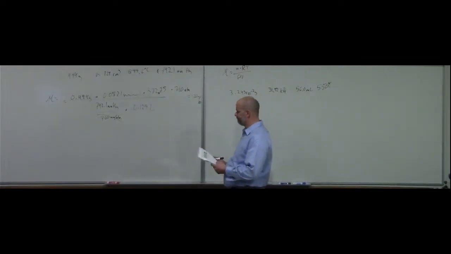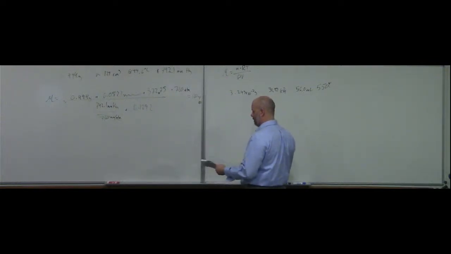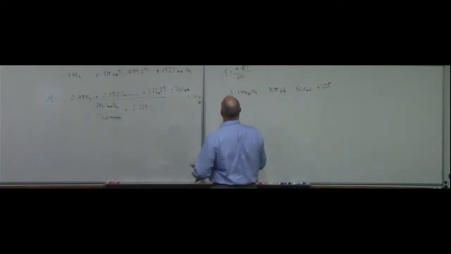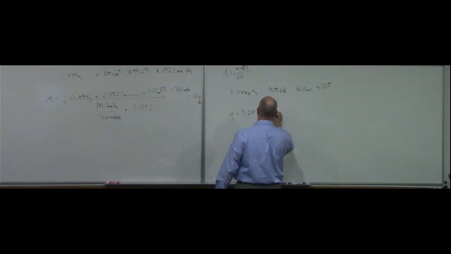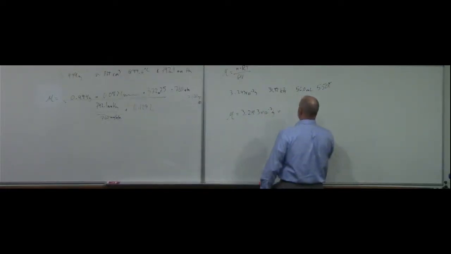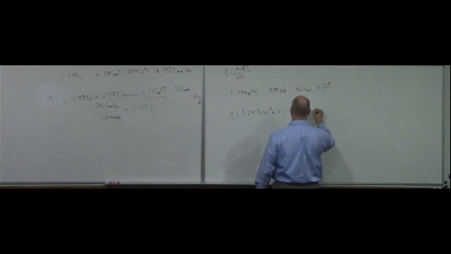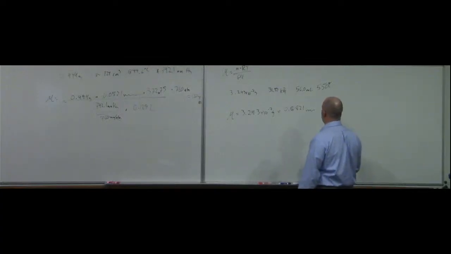Okay, so we find the molecular mass and divide by the mass of phosphorus. So molar mass equals my mass, which is 3.243 times 10 to the negative second grams, times 0.0821, times my temperature, which is 550 plus, yeah, you do that, I'm not doing that.